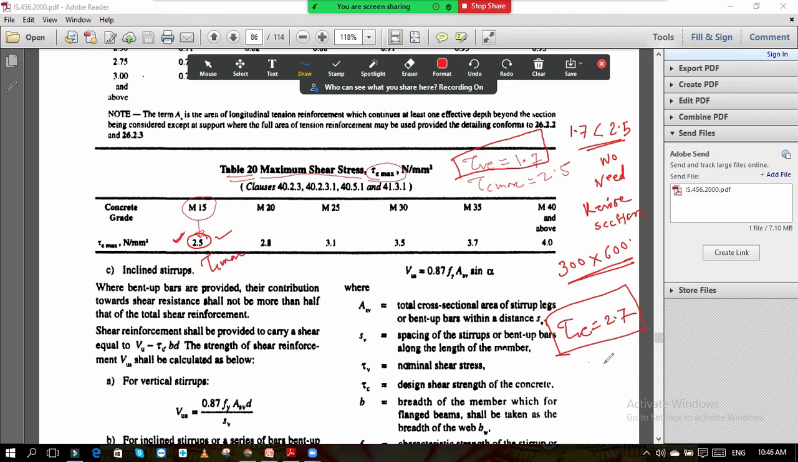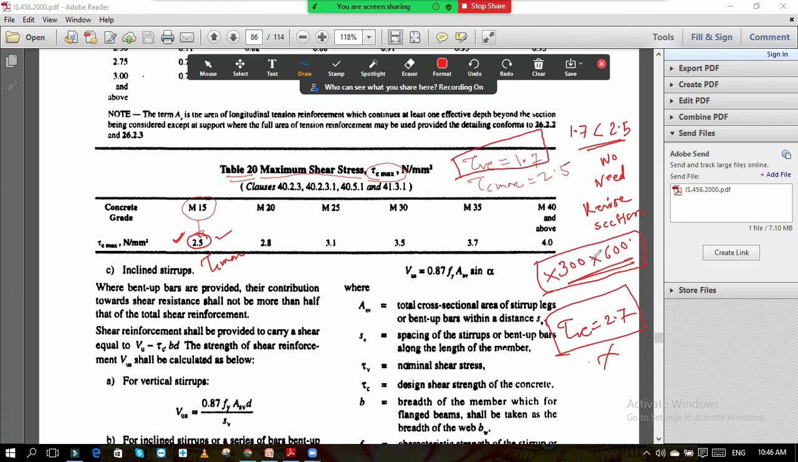So this is not acceptable. Okay, this is not acceptable. It means that this section is not acceptable. So you have to revise the entire calculation by changing the dimensions of the section. This is the meaning of this.